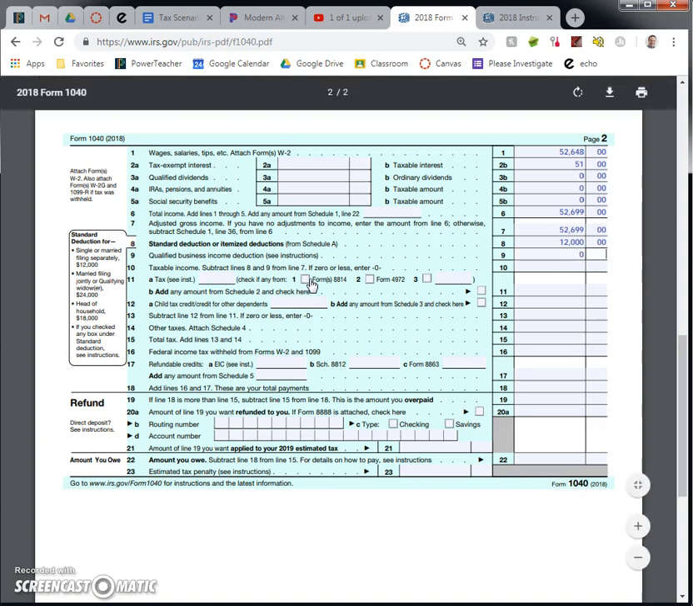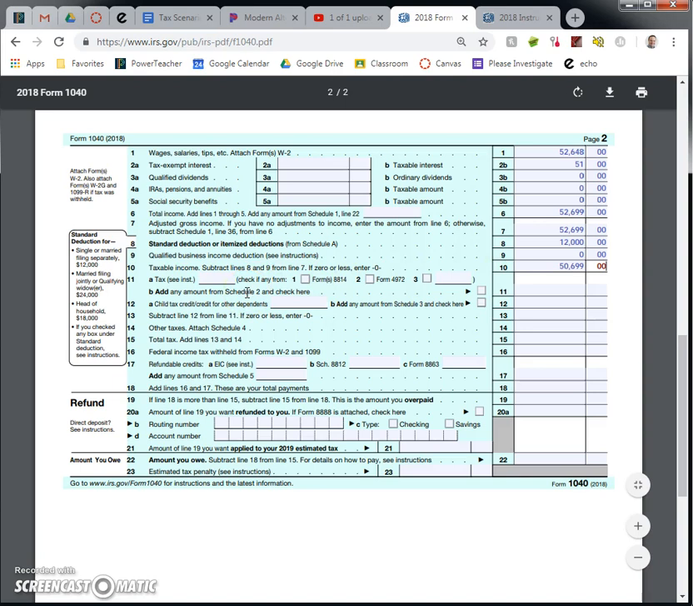Qualified business income. Marcus worked for Ford last year. He did not have his own business, so that is going to be a whopping zero. And then line 10, it says subtract lines 8 and 9 from line 7. So we need to subtract 12,000 from 52,699. I think that is going to leave us with $50,699.